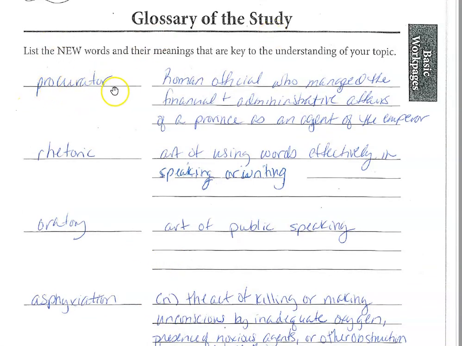Now you write the word on the line and the definition on the 3. Word on that one single left line, definition on the 3, okay? Sometimes students seem to get confused on how they're supposed to do this, but word, definition.